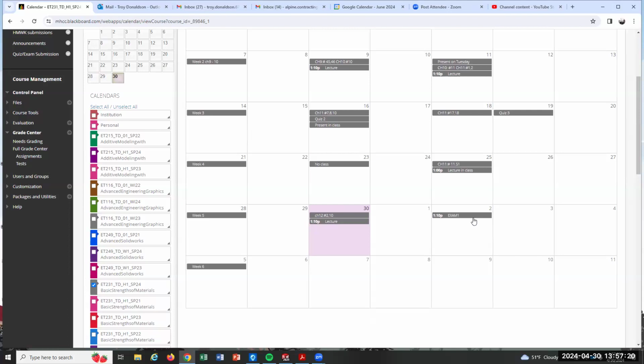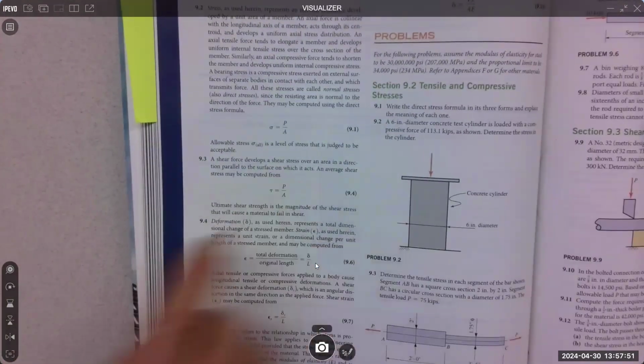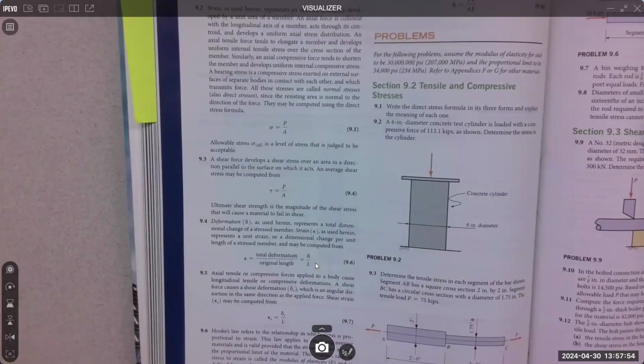What's the best way to prepare for this? Go back through the chapter summaries of the chapters we've done. I think we started with chapter 9, stress and strain. At the end of chapter 9 in the book is the chapter summary. So we started with what is stress? It's P over A. What is shear stress? Again, P over A. We pretty much have never left that equation. It's just P over A, applied a lot of different ways.